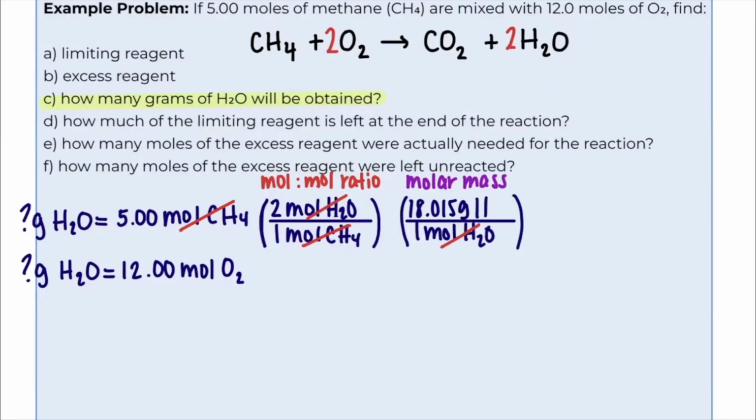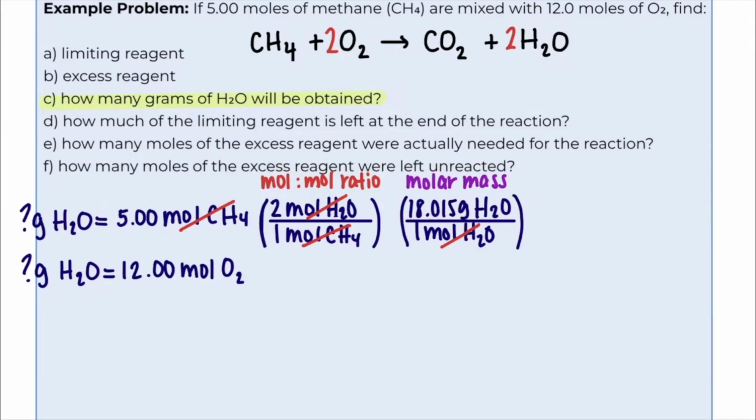And if you're stuck on how I found the molar mass of water, I highly recommend you check back on one of my previous lessons where I talk about how to find the molar mass. You just use your periodic table. And so you take the molar mass of hydrogen and multiply it by 2 because there's 2 hydrogen atoms, and add that to the molar mass of oxygen on the periodic table. And you should get about 18.015.